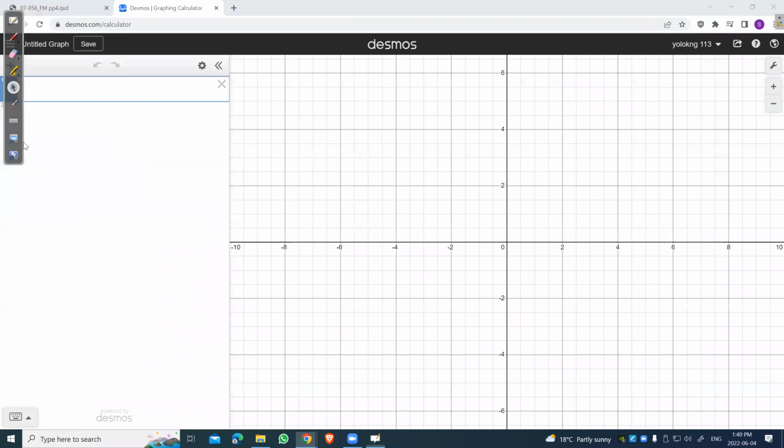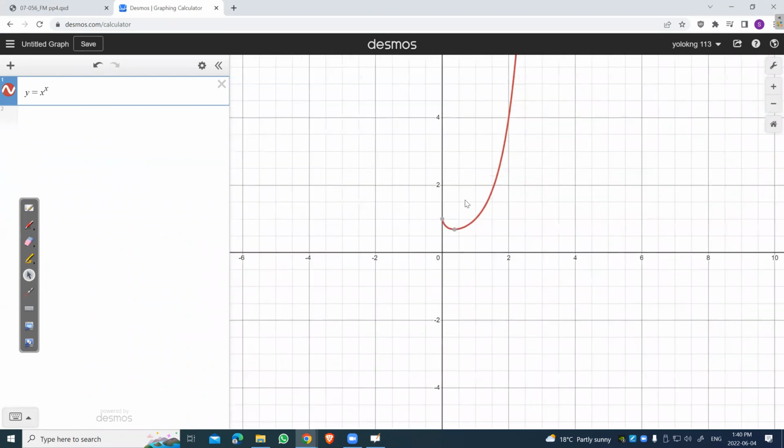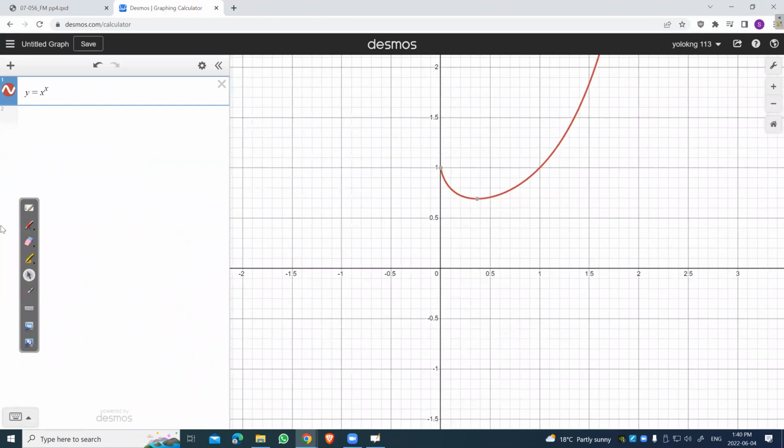So our function is going to be, again, this is just a graphing calculator, very, very useful. Y equals x to the power of x. Look at that. That's what it looks like. Now check this out. When the x value is 0, it basically becomes 0 to the power of 0. Do you agree?